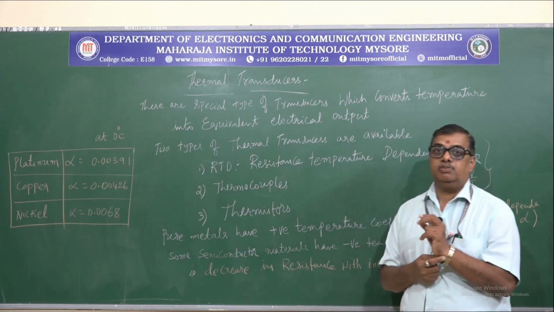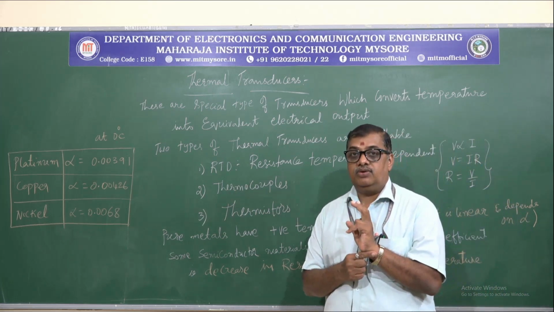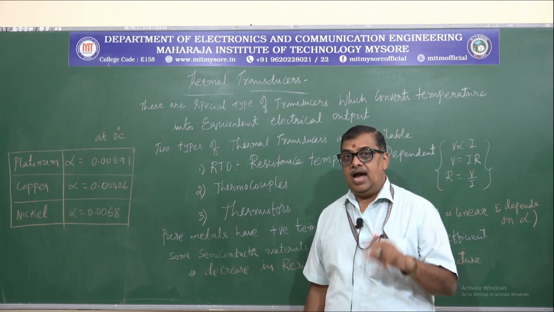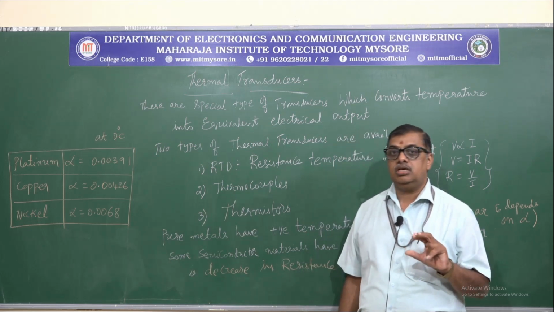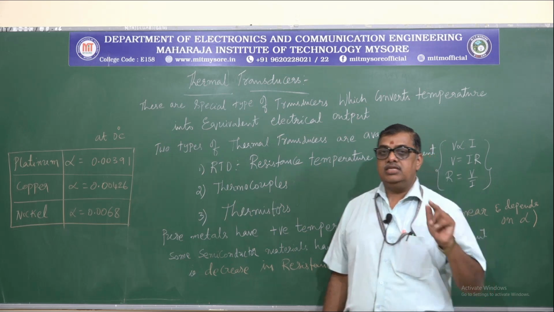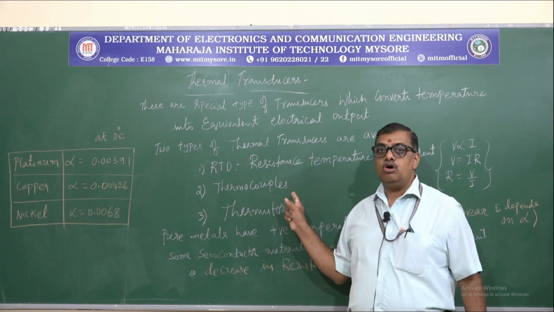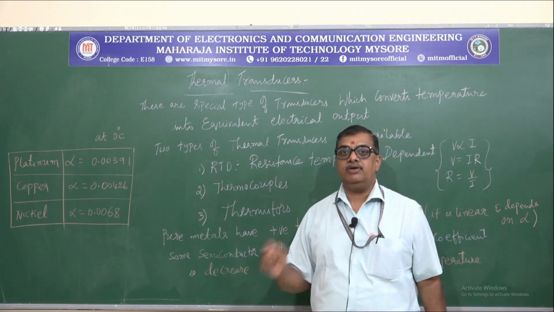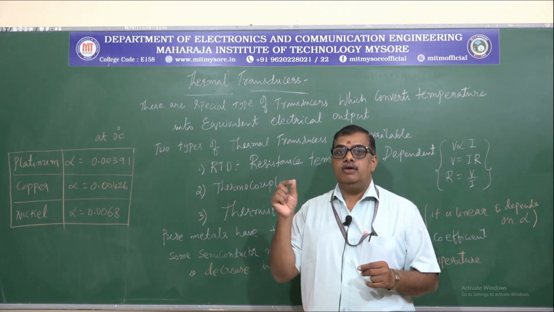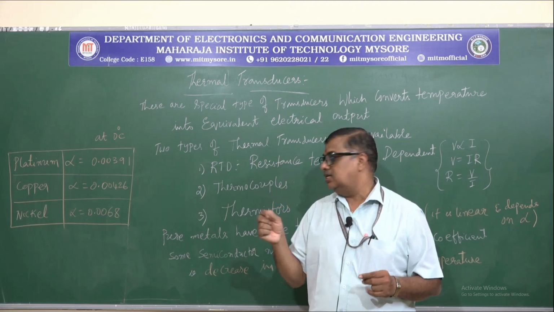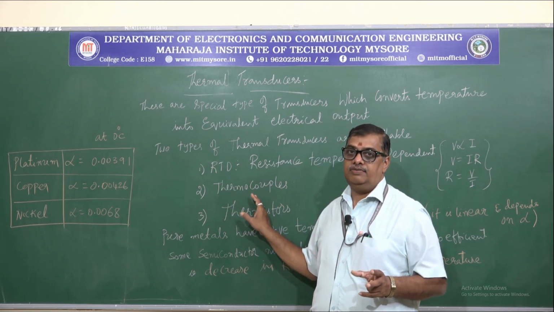In the last class, in the transducer starting topic, I explained that there are different types of transducers available. One is called active transducer and the second is called passive transducer. Most of the transducers are passive in nature, that means they require an external voltage for their working. Whereas this thermocouple is an example of an active transducer. When you heat the junction of the metal, or when temperature increases, it will give the electrical output. That is why it is called an active transducer.